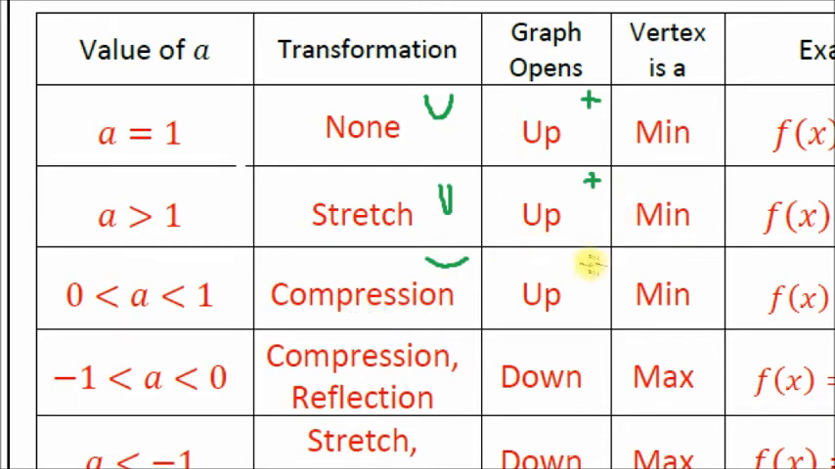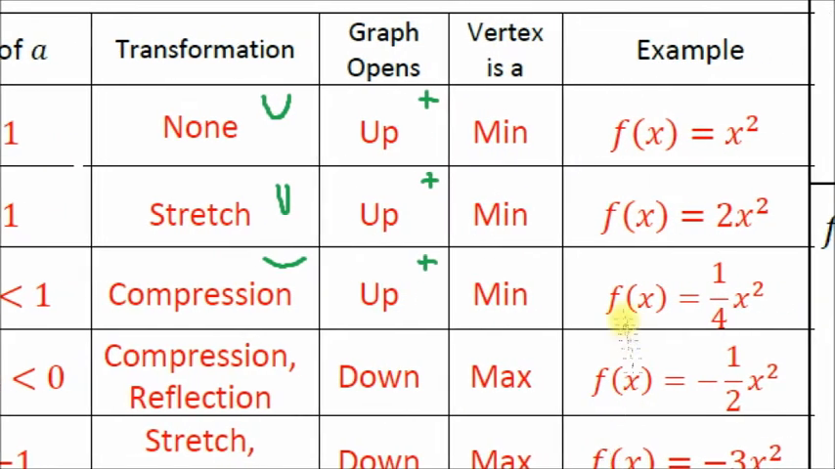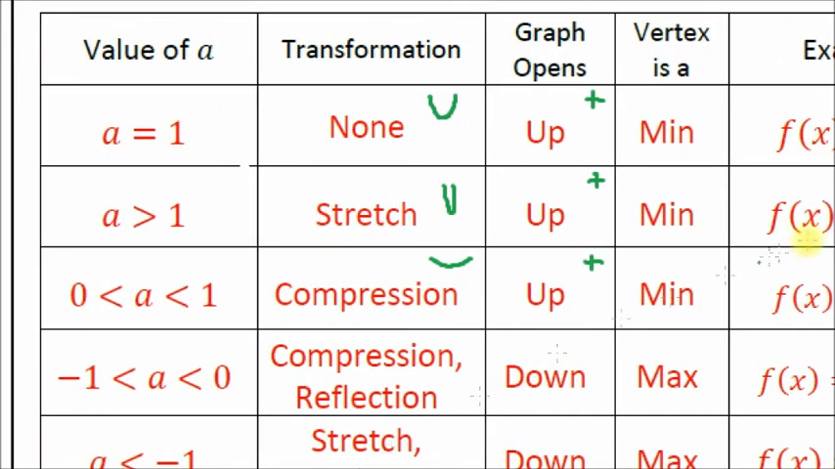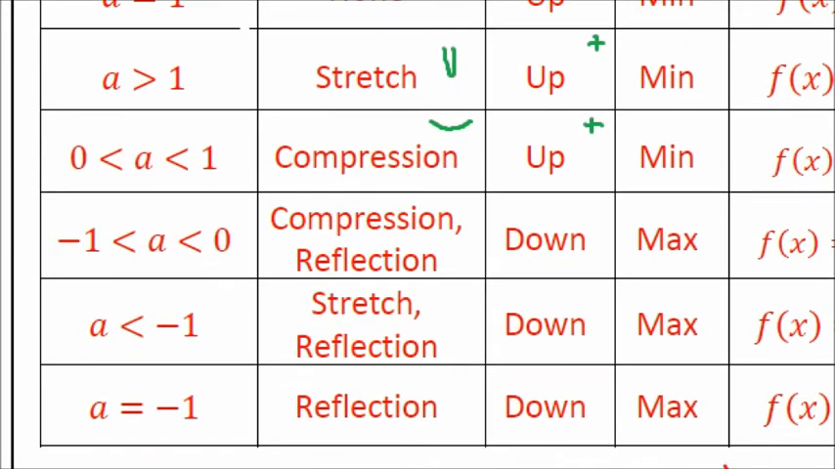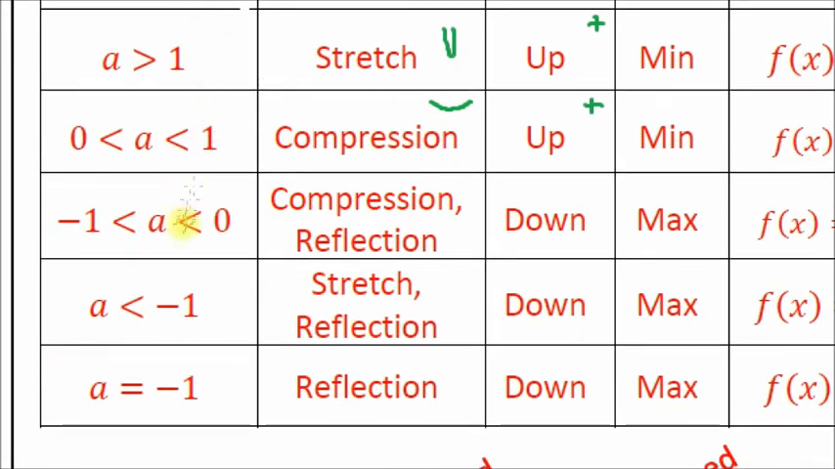The graph still opens up because A is positive. That means the vertex is a minimum. Here's an example of that. F of x equals 1/4 x squared. 1/4 is greater than 0 but less than 1. So there's a compressed graph. All right, let's continue on. Now let's look at our negative numbers. What if A is less than 0 but greater than -1?